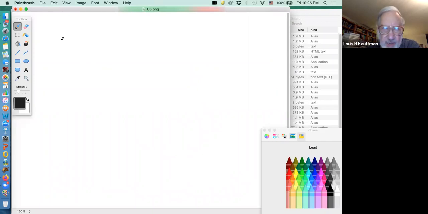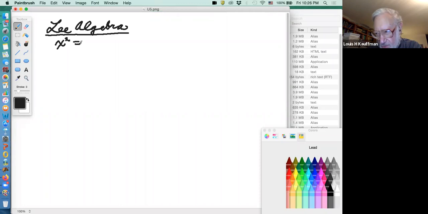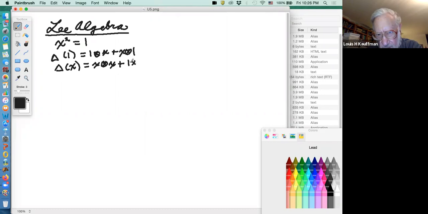Then let's recall the Lie algebra and see how Rushworth is going to work with regard to the Lie algebra, which is the other kind of Khovanov homology that we have been discussing, the simpler one. In the Lie algebra, the one without any extra uppers and lowers, we had x squared equal to 1. We have delta of 1 is equal to 1 tensor x plus x tensor 1. We have delta of x is equal to x tensor x plus 1 tensor 1.